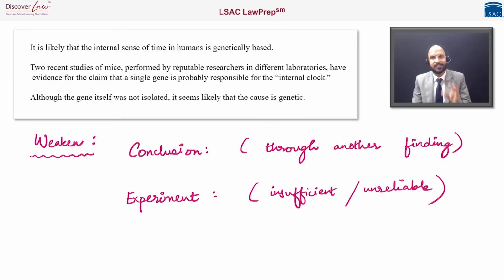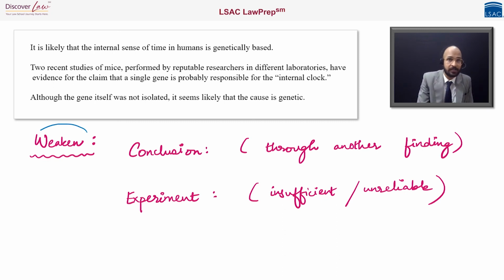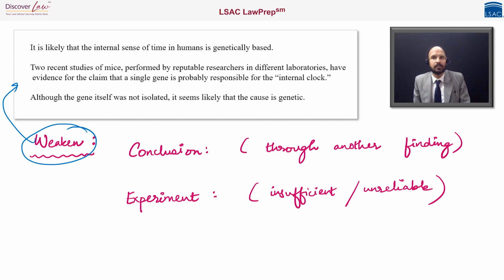But if you look at the options without a sense of purpose, without knowing where you're going, without a guiding beacon, you just end up reading the options and getting lost in there. So let us remind ourselves why we are going to the options. We are going to the options to look at something that weakens the argument here. Now you could either invalidate or weaken this argument based on its conclusion.